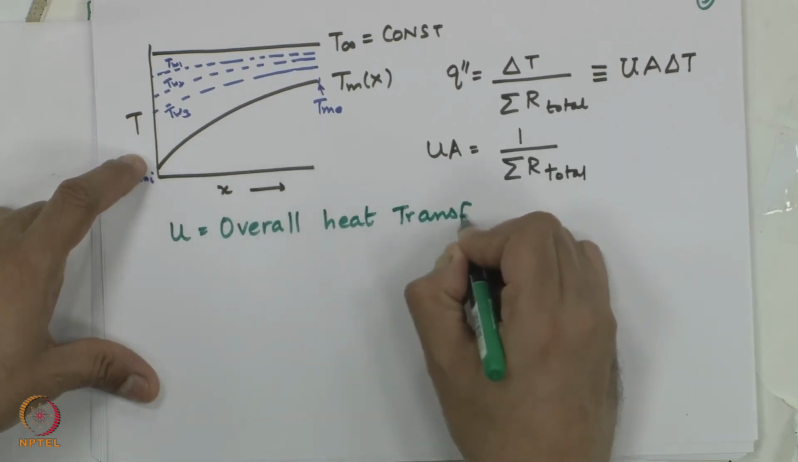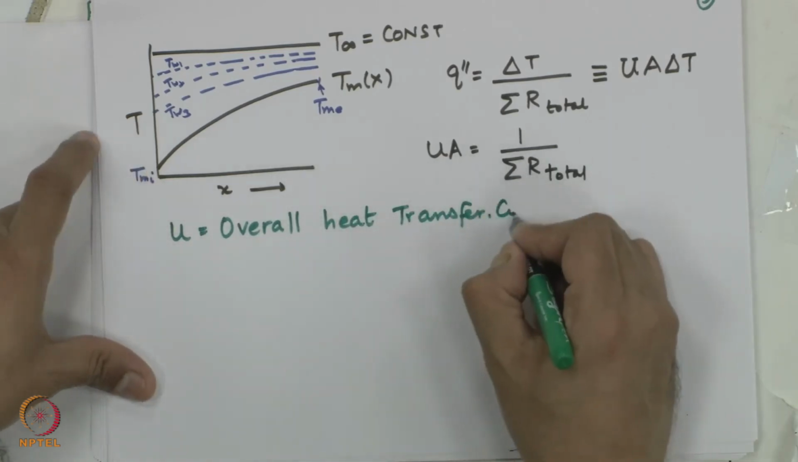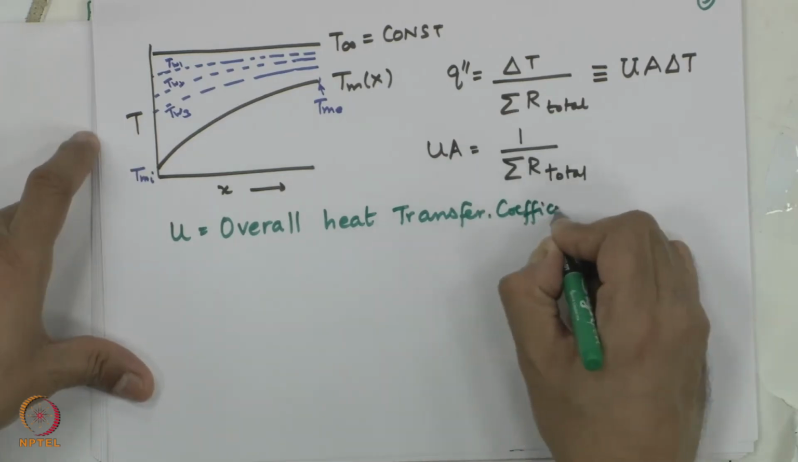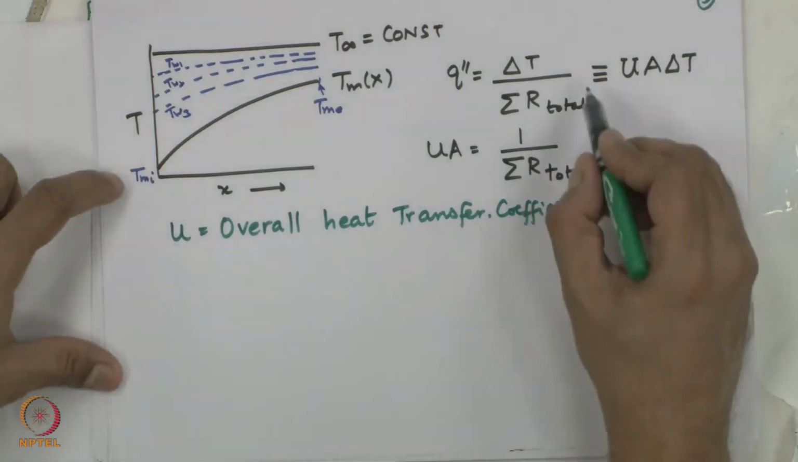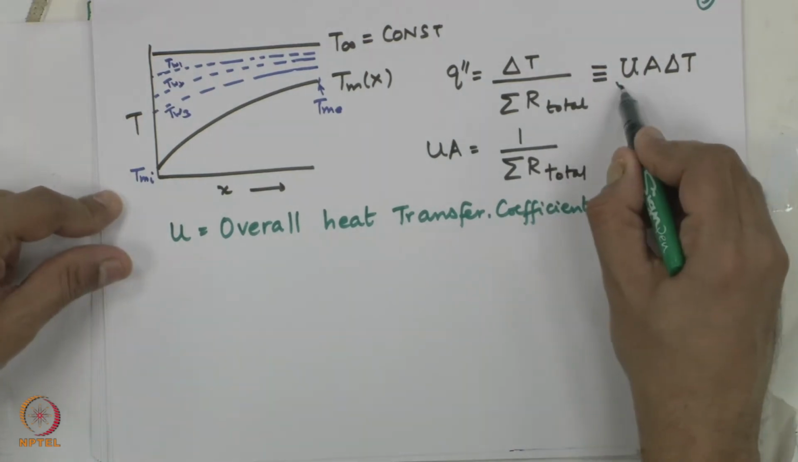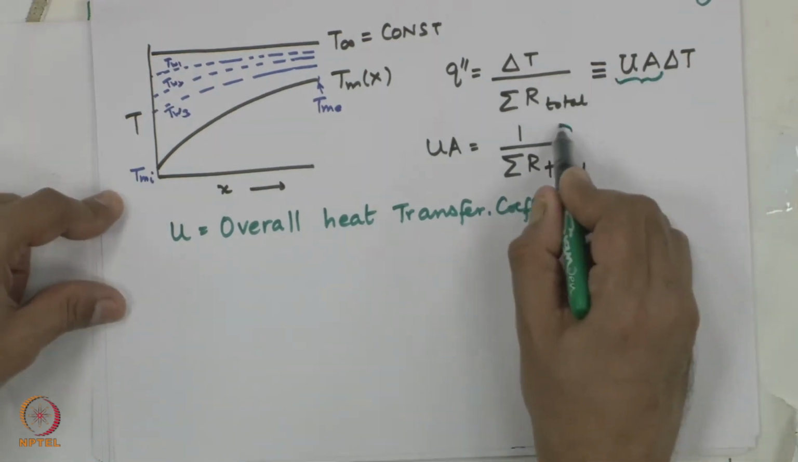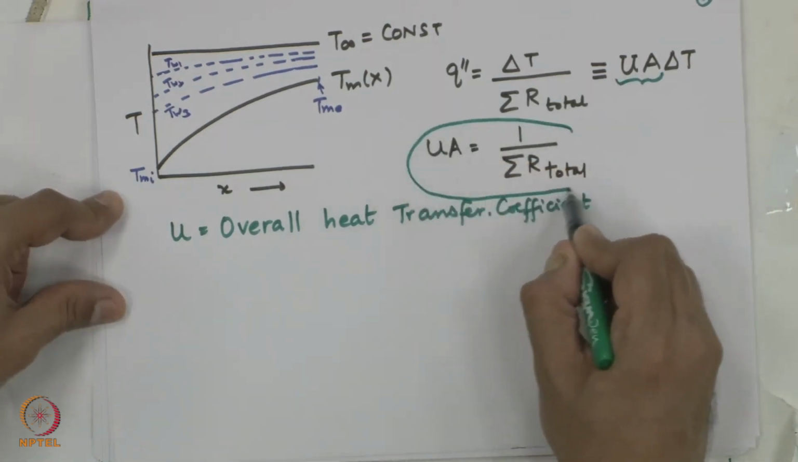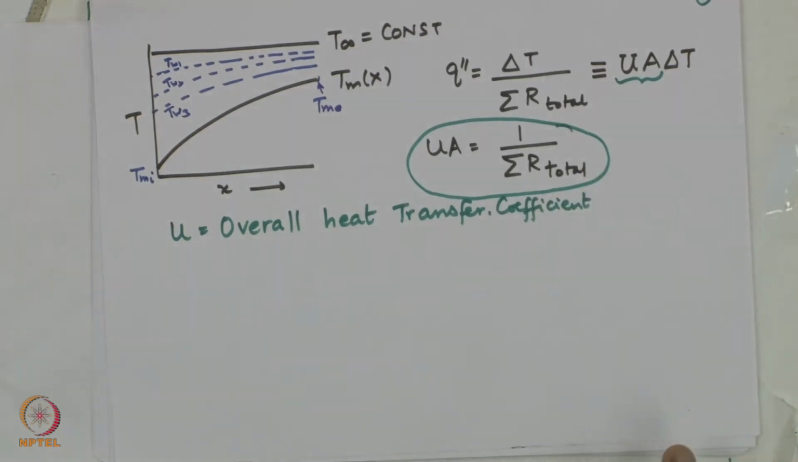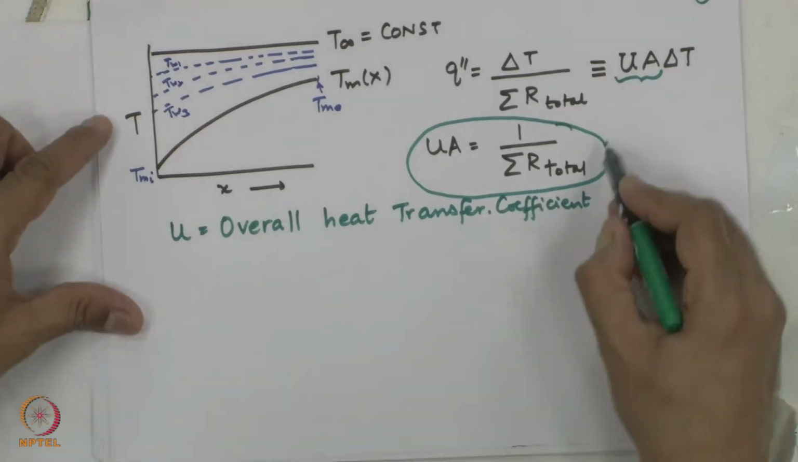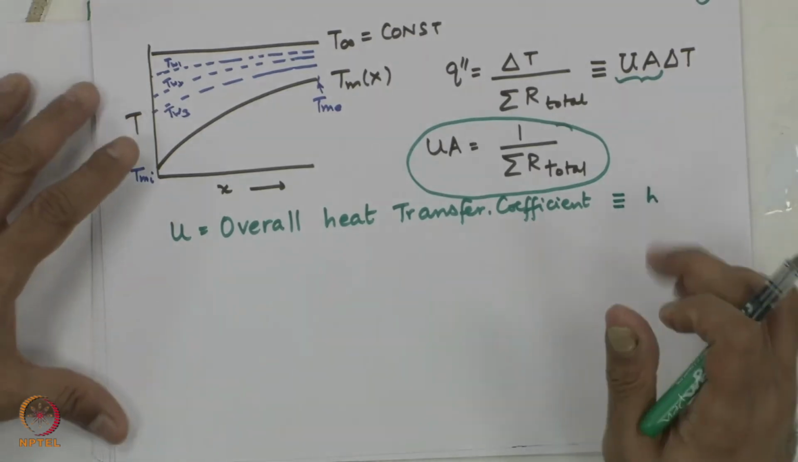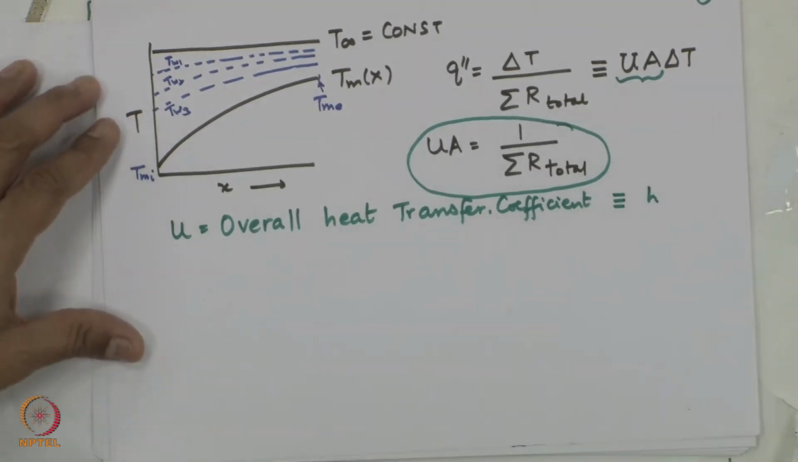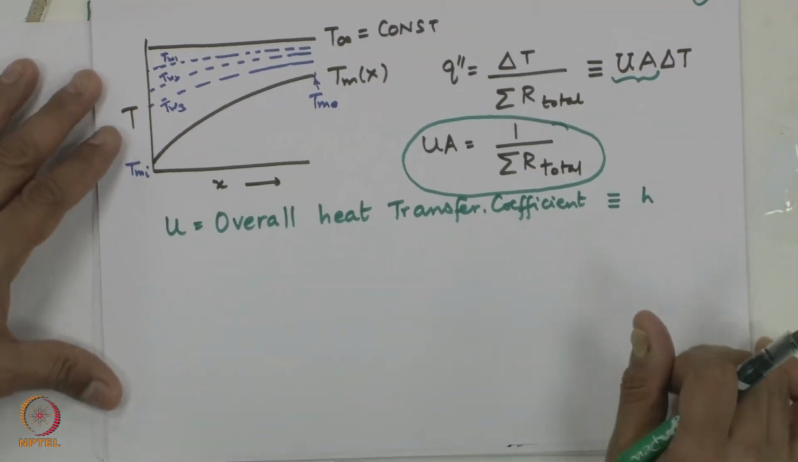This is something you need to emphasize to your students. U takes the same role as H. Okay. So, if you just compare this, U times A is 1 over the summation of resistances. Instead of one resistance, there is a sum of resistances, and the role of U is like H, except that instead of one value, it is the summation of values of the resistances.